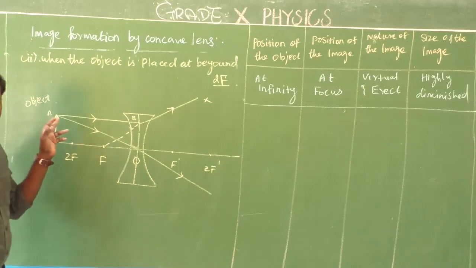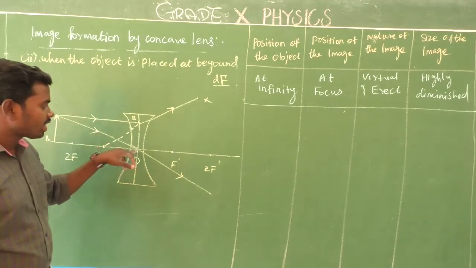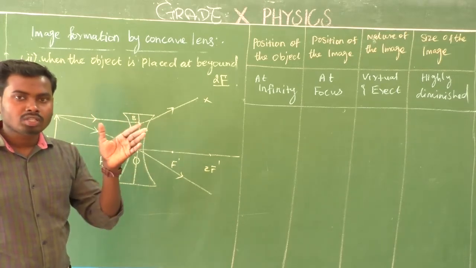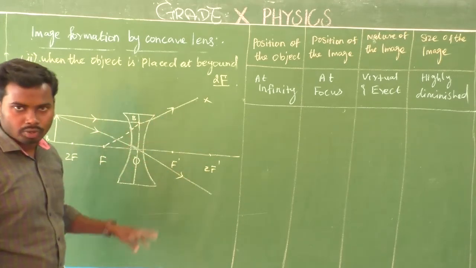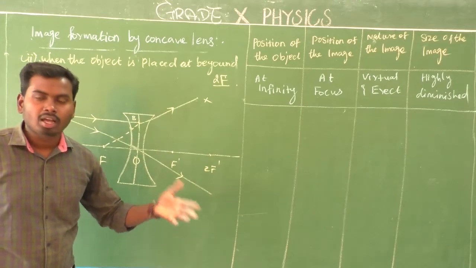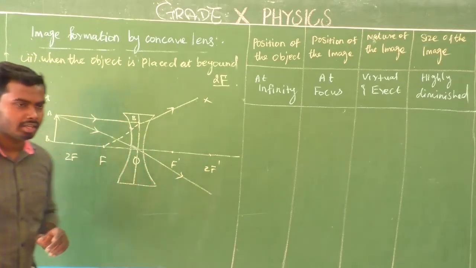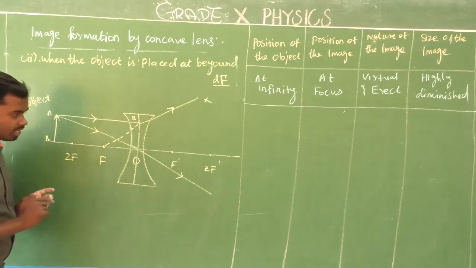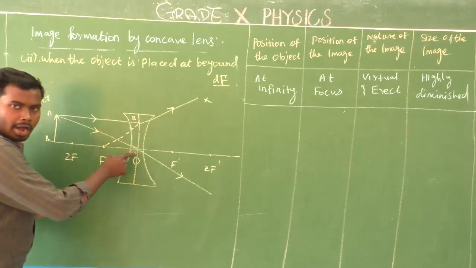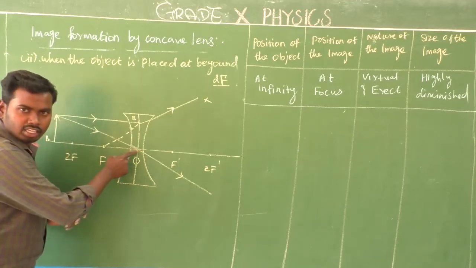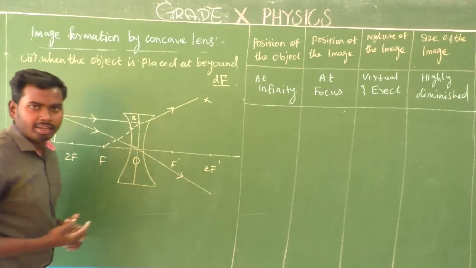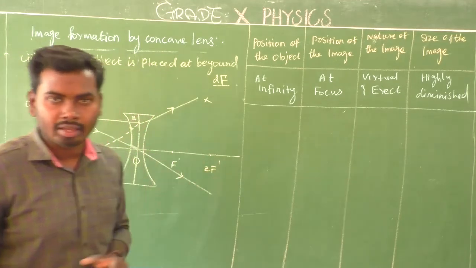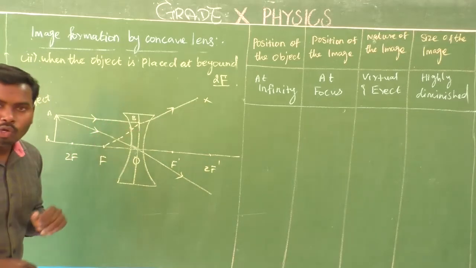A ray of light which passes through the optical center O of the concave lens goes straight after passing through it, which means there will not be any refraction, there will not be any bending of light. Am I right? Yes. So this is the second ray, AO. AO passes through the optical center O, so there will not be any refraction, due to which it will go in a straight line. Is it clear? Yes. So the 2 rules are completed. 2 rules are obeyed here. Am I right?